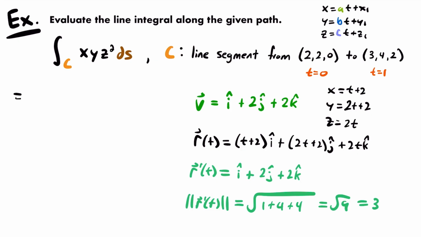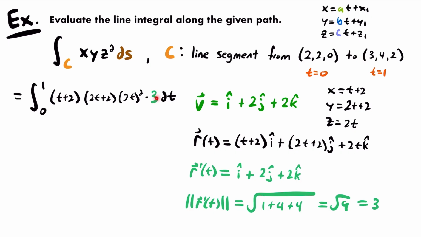So let's do that. This will be equal to the integral from t equals 0 to t equals 1. And then rewrite this function in terms of t, replace x, y, and z with their parametric equations. So x is t plus 2, y is 2t plus 2, and z is 2t, so we'll have 2t squared. And then you're multiplying by ds, which will be the magnitude of the derivative of the vector function, times dt. So we'll be multiplying by 3, and then dt. All right, so now the line integral is all set up. We just now need to simplify it and then integrate and evaluate.